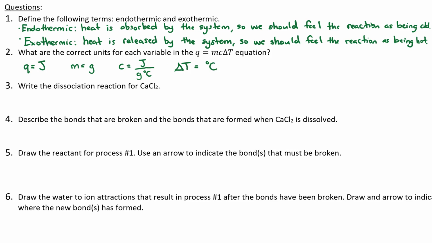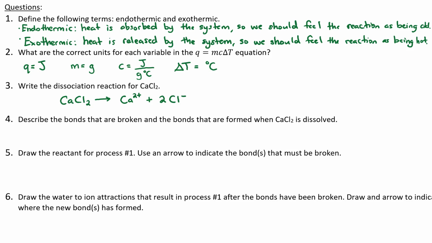Number 3, write the dissociation reaction for calcium chloride, CaCl2. So we start off with our reactant, the calcium chloride. When put in water, it separates into its respective ions, calcium ion and 2 chloride ions.